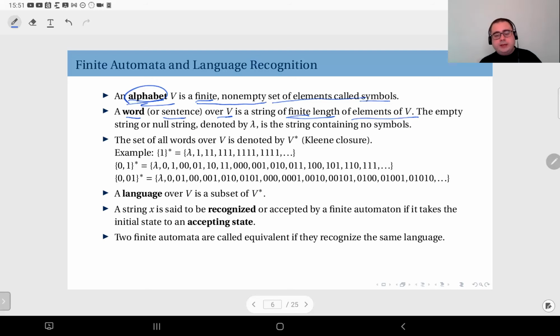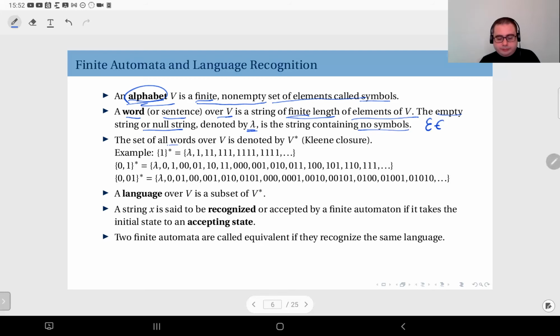On the other hand, they can have a length of 0. So the empty string or the null string, which we denote by lambda, consists of no symbols. In some texts you can see epsilon instead of lambda to represent the empty string, but the concept is the same. It's a string of no symbols, of length 0.